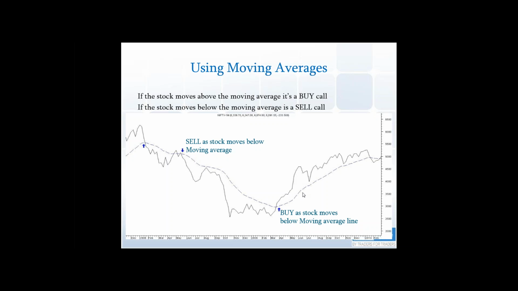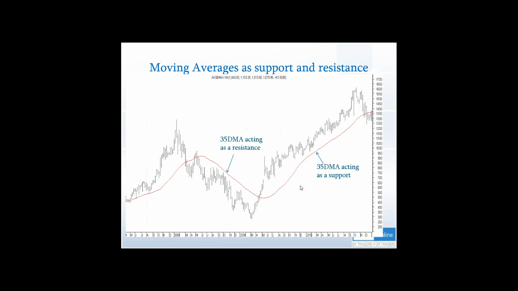As you can see out here, whenever the stock moves above the moving average, it gives a buy signal. Whenever it moves below the moving average, it gives a sell signal. It is very clear and simple. You can also use this moving average as a support and resistance line. What I have used here is a 35-day moving average as a support and resistance line. Whenever the moving average is above the stock, it acts as a resistance line. Whenever the stock moves above the moving average, it gives a buy signal on the chart. So it's very clear and simple.